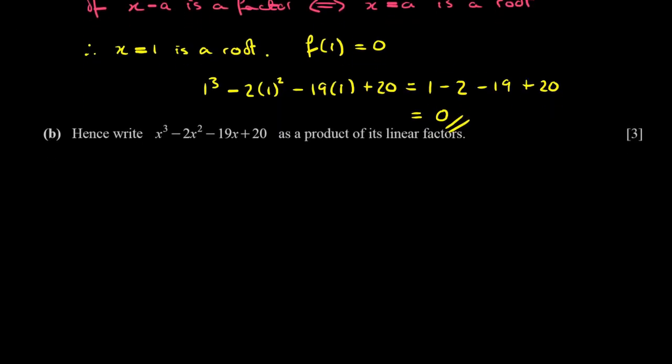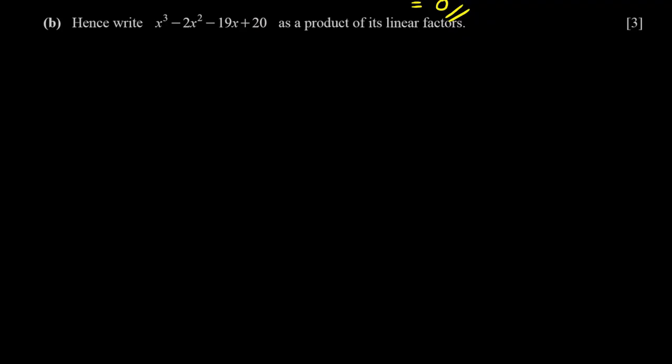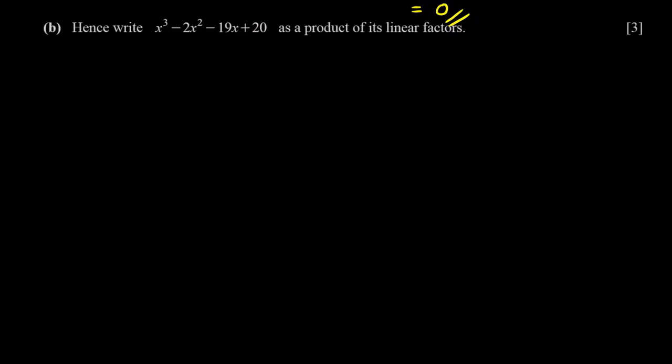All right, next part. B is we want to write this cubic as a product of its linear factors. There are a couple of ways you could do this. You could try to find the other roots. And the way you do that is you would look at the factors of 20 and substitute them in here. But what I'm going to do is I'm going to do a polynomial division. Okay, so we're going to take the cubic equation x cubed minus 2x squared minus 19x plus 20. And we are going to divide this whole thing by x minus 1.